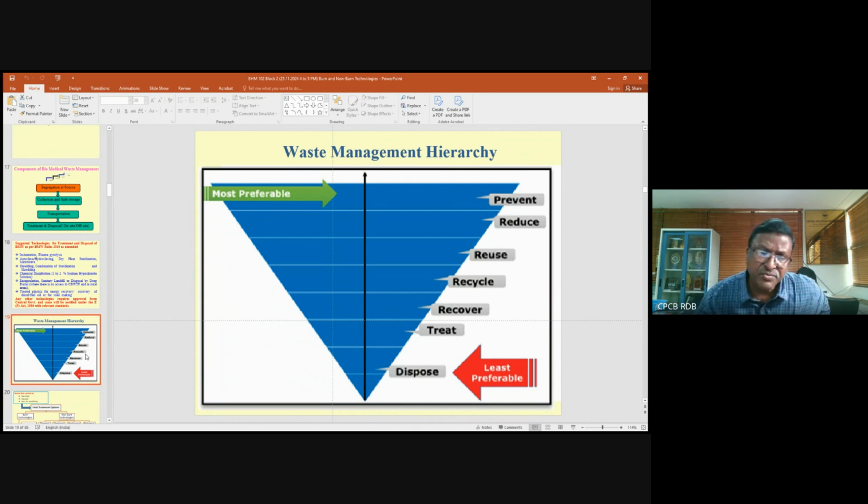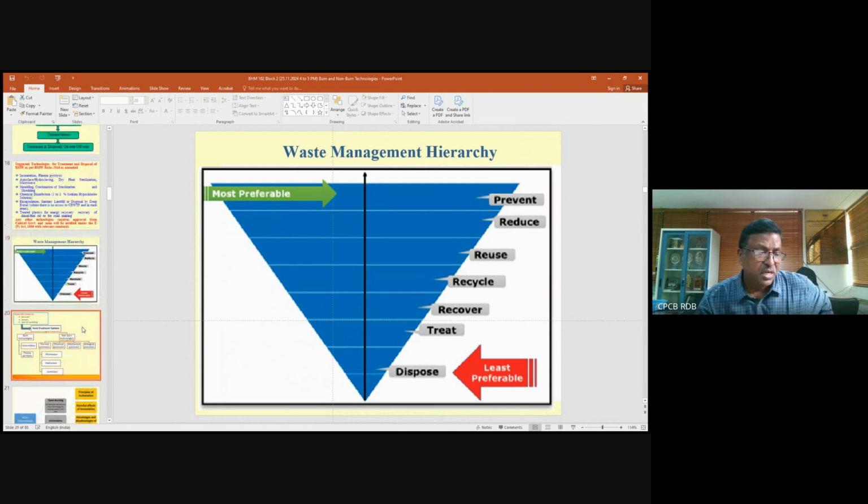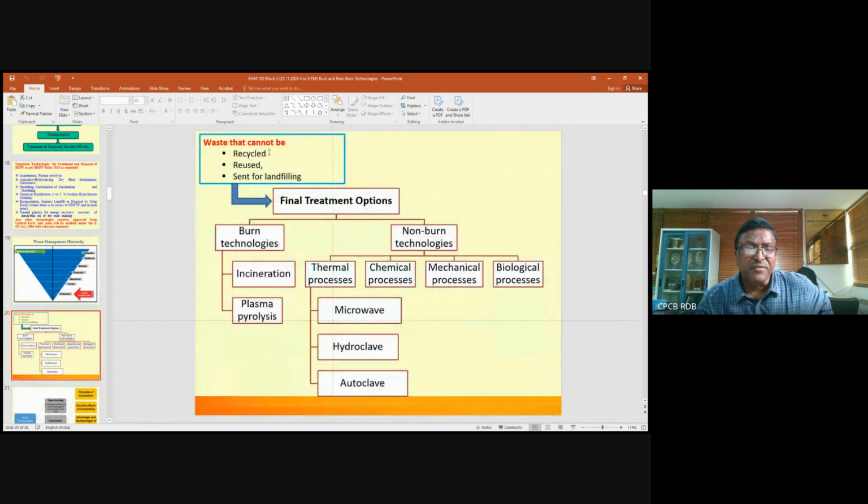Therefore, you have to remember this: the most preferred in the waste management hierarchy is the prevention of waste generation, and the least preferred in the waste management hierarchy is disposal. Ultimate disposal is the least preferred. And the waste that cannot be recycled or reused or sent for landfilling can be treated and disposed of by burn technologies or non-burn technologies.